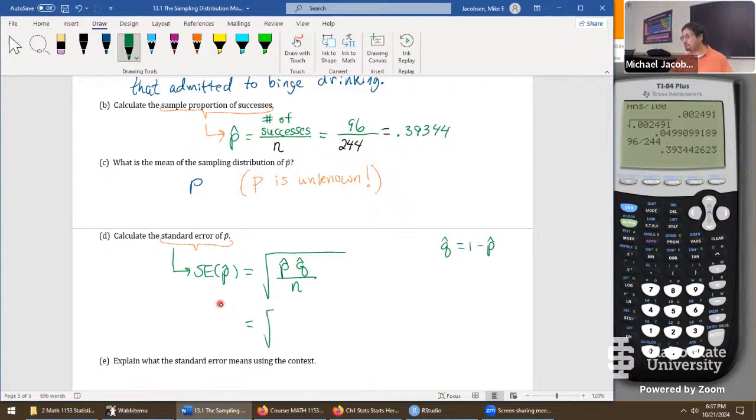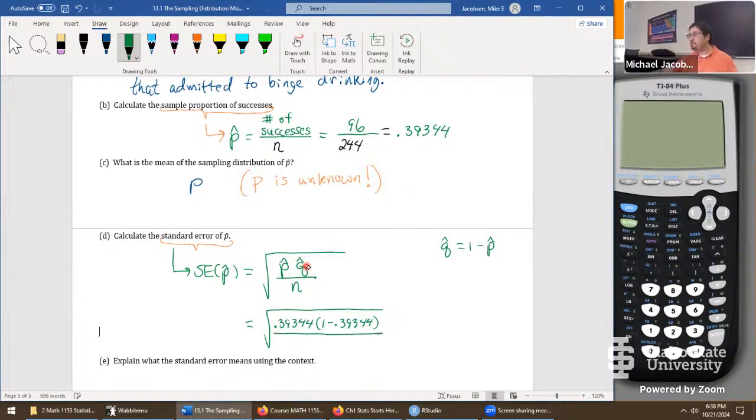Expanding it up, this is what it would look like. So in place of P hat, let's put in 0.39344. Then in place of Q hat, we go 1 minus the same value, 1 minus 0.39344. We divide by the sample size n, which is 244. And that altogether fills out our standard error. Looks like this will be our last computation of the day. Any questions first?